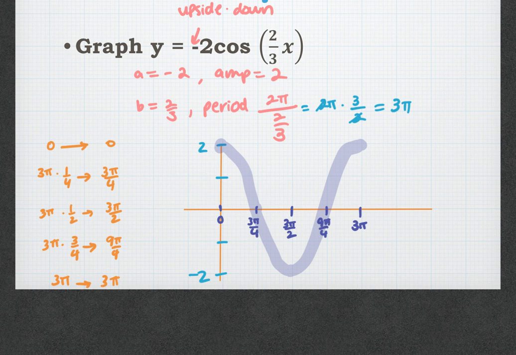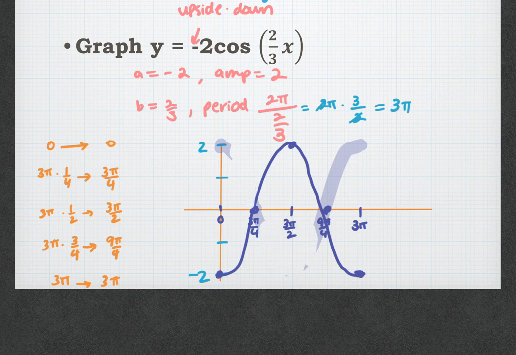Now, because it has a negative, instead of starting at positive 2, it would flip. And it would start at negative 2. It would come up, up, down, down. You do not have to graph the first one and then flip it. You could just flip it from the beginning. But know that that last one would be your answer, not the original one.